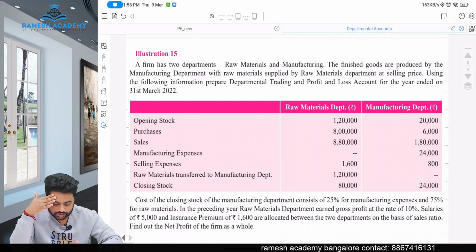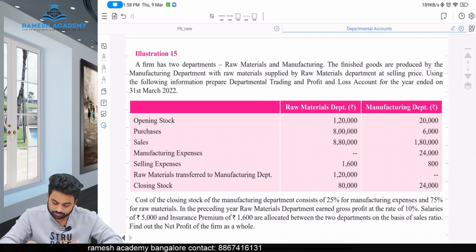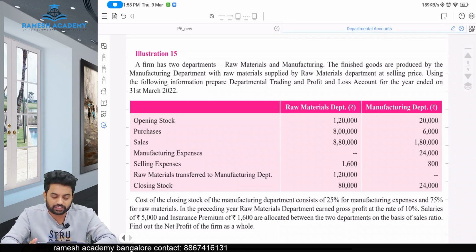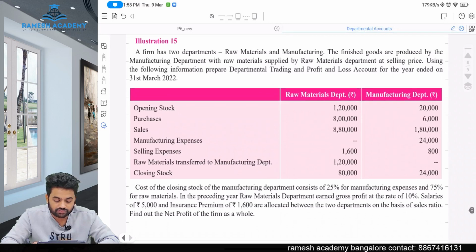Using the following information, prepare a departmental trading and P&L account for the year ended 31st March 2022. So with the given information, we have to prepare a trading and P&L account. They have given the opening stock of each department, purchases, sales, manufacturing expenses which are only in the manufacturing department, selling expenses, raw material transfer to the manufacturing department, and closing stock.